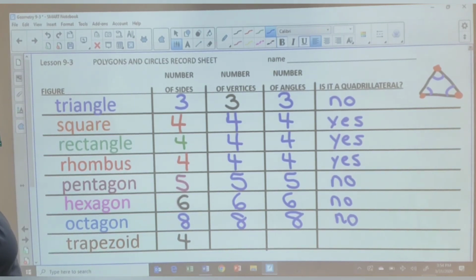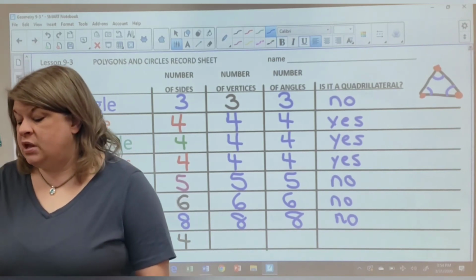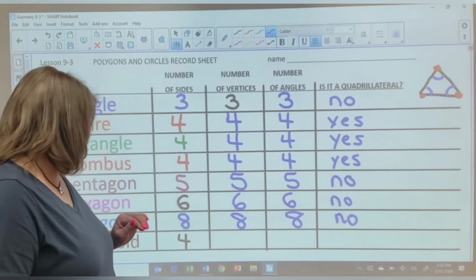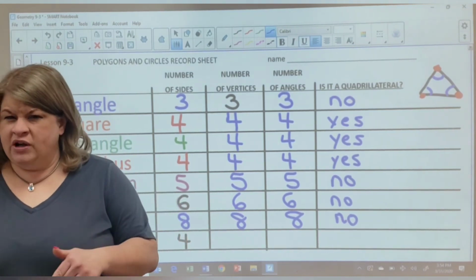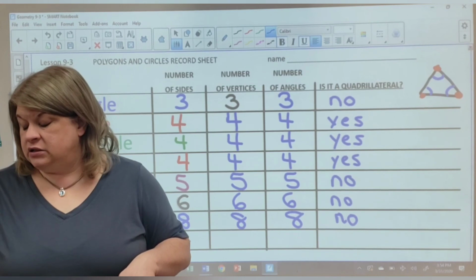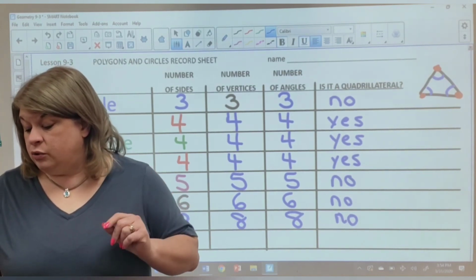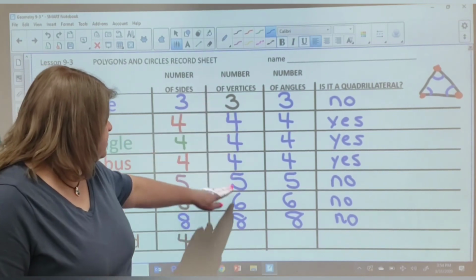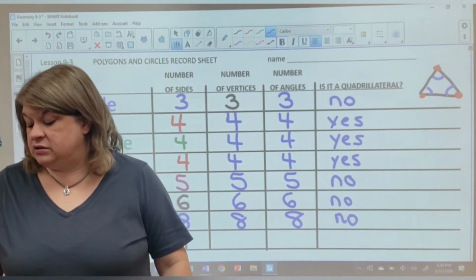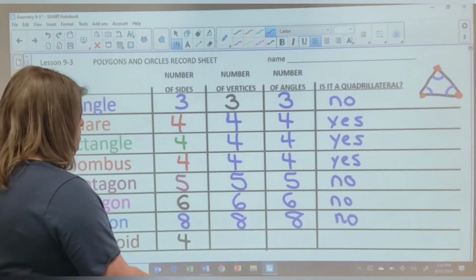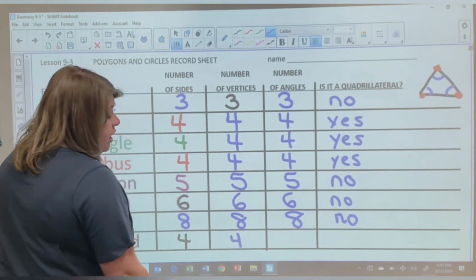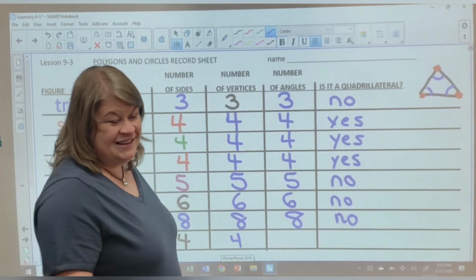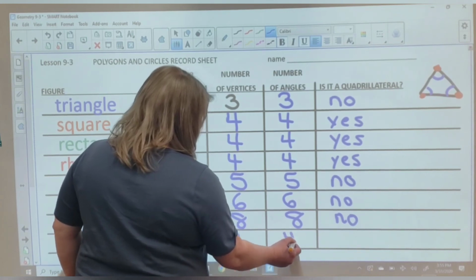The last one here is a trapezoid. Let's look. The trapezoid is the one that looks like a trap. It has 4 sides. And I want you to look in your book on 308. Look at the bright orangey yellow figure. How many vertices do you see? Count them, please. Yeah, I see 4 as well. How many angles do you see in there? Did you get 4? Good.